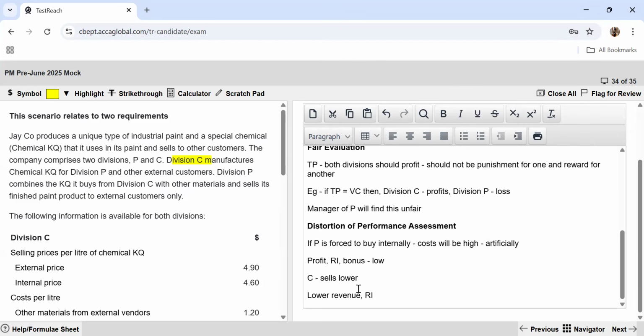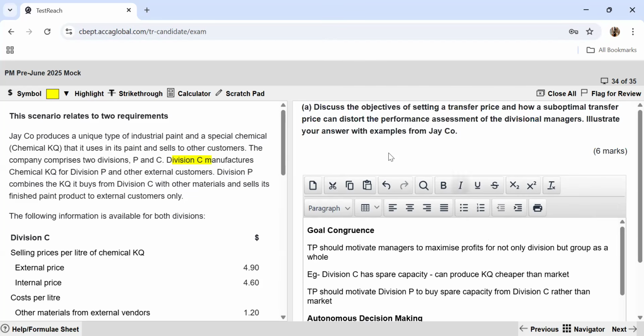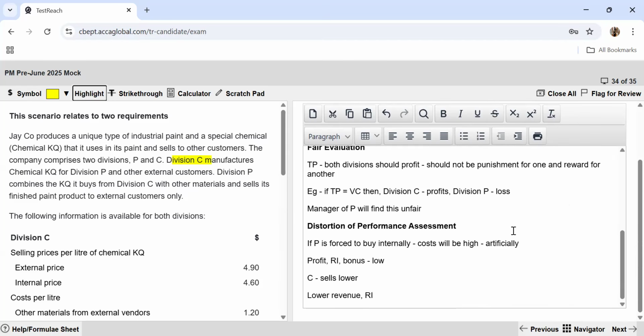And then we have now spoken about the objectives of transfer pricing. Now we will address the second part of the requirement. Whenever you see the word 'and' in the requirement, you people should get very careful that there's something else to answer also. So the second part that we are being asked here is, how will a suboptimal transfer price, a wrong transfer price, an unfair transfer price affect the performance assessment?